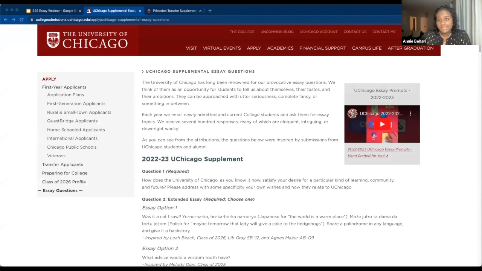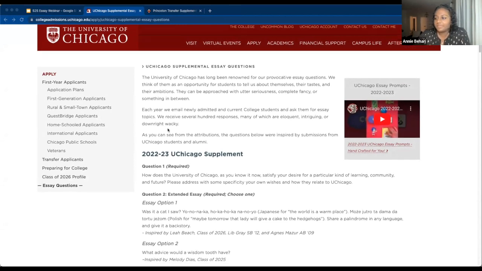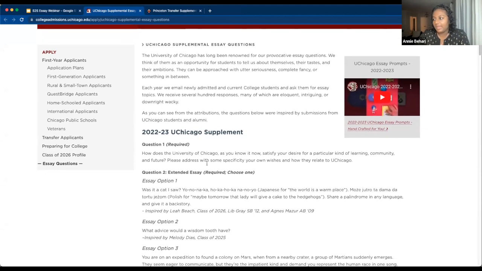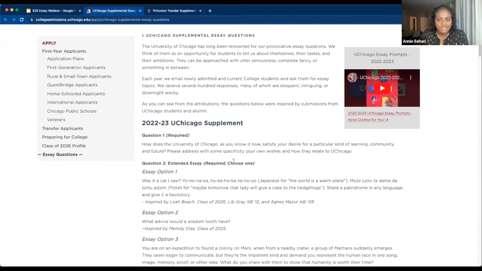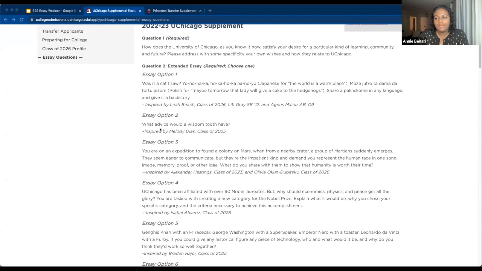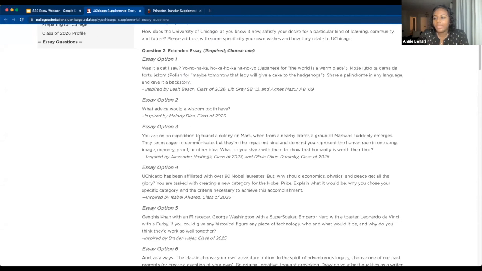So far, we've seen pretty standard essay questions. I would bet you'd encounter any one of these in your applications. But here comes the University of Chicago, which notoriously has some of the most creative essay questions. The first question, the required question, is a standard one. Like, how does Chicago help you achieve your goals and things like that? And then here's the extended essay. I don't know if you're familiar with these, but these are all written by current Chicago students, and they're all meant to be way outside the box, very, very creative questions.